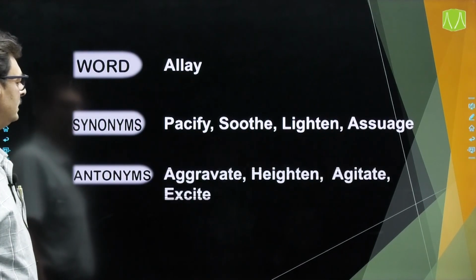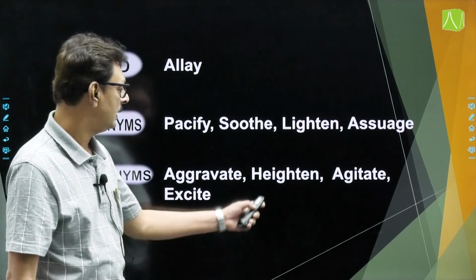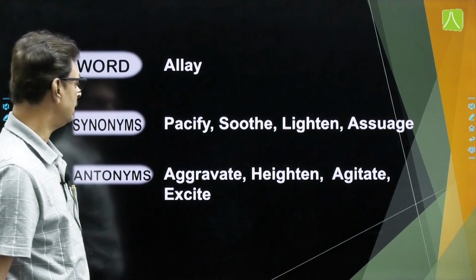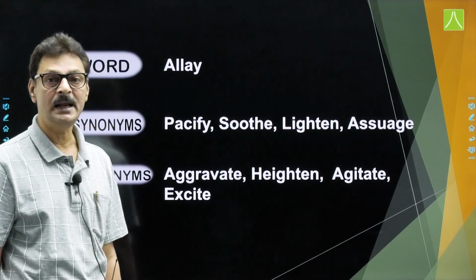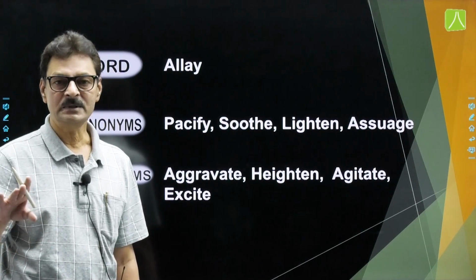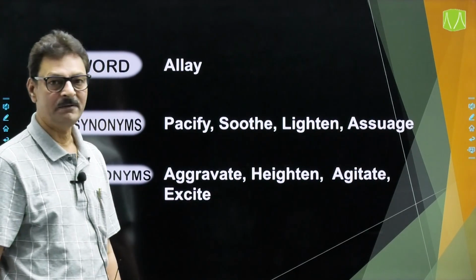Some antonyms of this word: aggravate. Aggravate is uksana, heighten, agitate or excite. These are the few antonyms of this word LA. जिसका मीनिंग होता है शांति या शांत करना, किसी भी चीज को ठंडा करना. Pacify. Opposite will be aggravate.